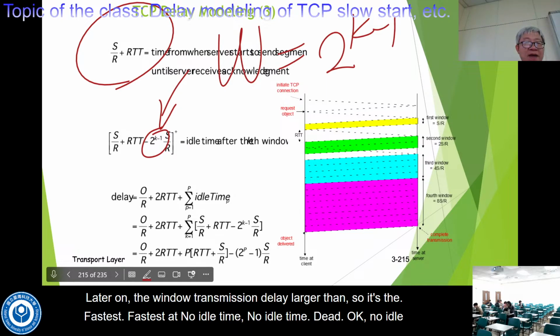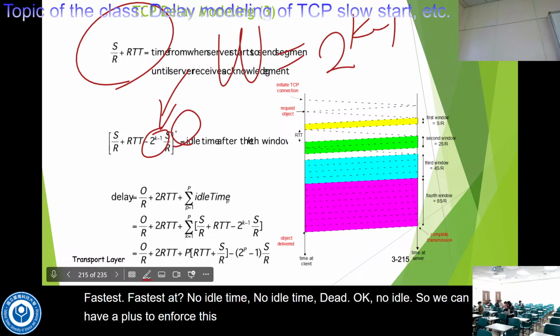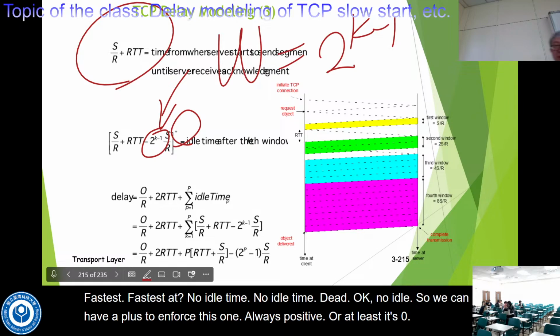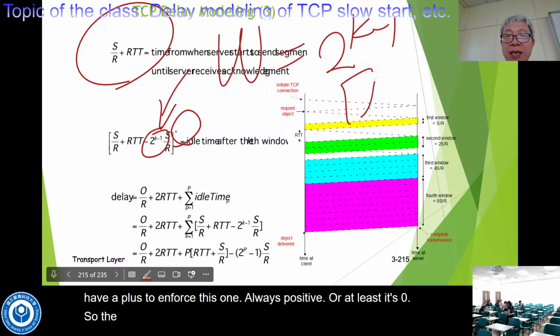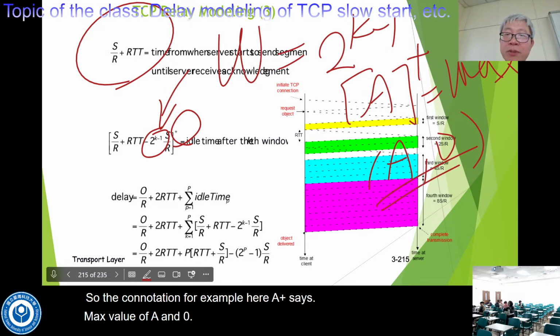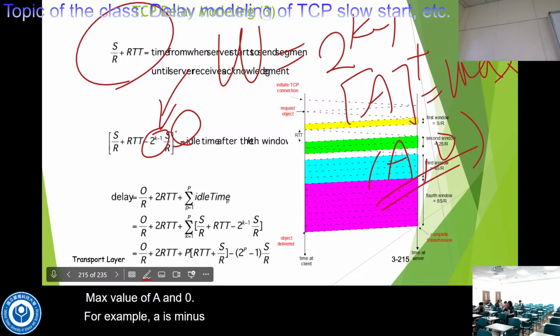So we can use a plus to enforce this to be always positive, or at least 0. The notation, for example here, A plus says the max value of A and 0. For example, if A is negative, the maximum value should be 0. Otherwise, if A is positive, it stays A.